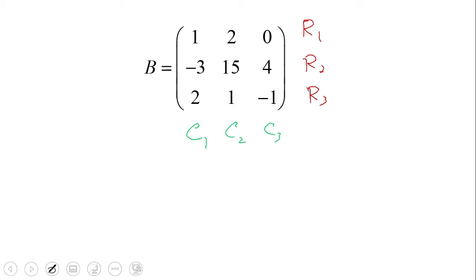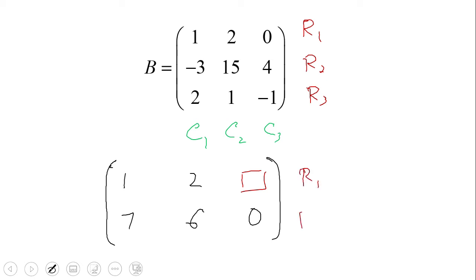So all the rows have the same number of elements, and all the columns also have the same number of elements. The number of elements in the rows and columns may be different, but the number of elements in all the rows is the same, and the number of elements in all the columns is the same. If someone writes a matrix like 1, 2, 7, 6, 0, now this matrix is not a valid matrix. The reason is that here is a blank space. If we accept it, then row 1 has 2 elements and row 2 has 3 elements, which is not possible. Similarly, if we see the columns, column 1 has 2 elements, column 2 has also 2 elements, but column 3 has only 1 element. So this is not possible.